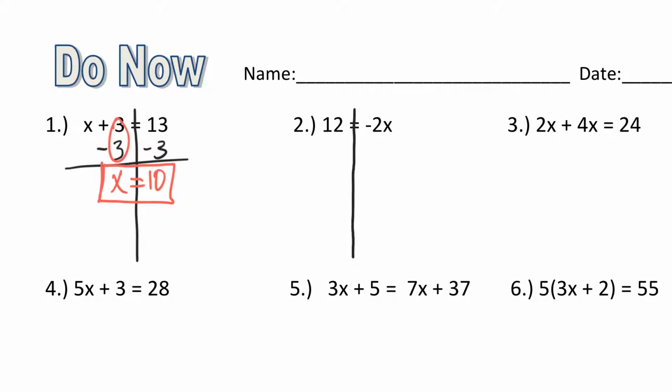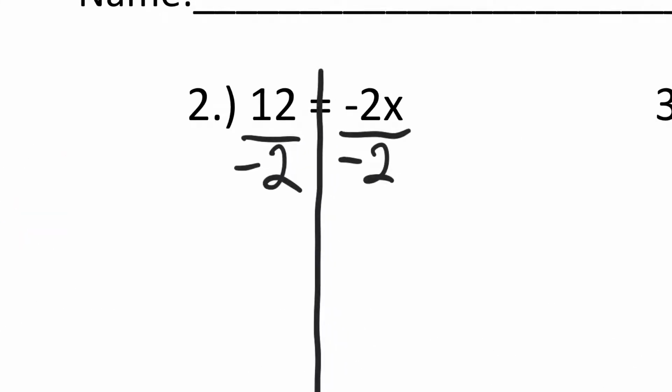Okay, what do I need to do here? 12 equals negative 2x. Divide by what? Negative 2x. Okay, just negative 2. Now, why is it that I divided by a negative 2? Good, because I want this to become a positive 1. If I divide it by just a positive 2, right, negative 2 divided by positive 2 is a negative 1. I don't want that. So if I divide by the same sign, it gives me a positive.